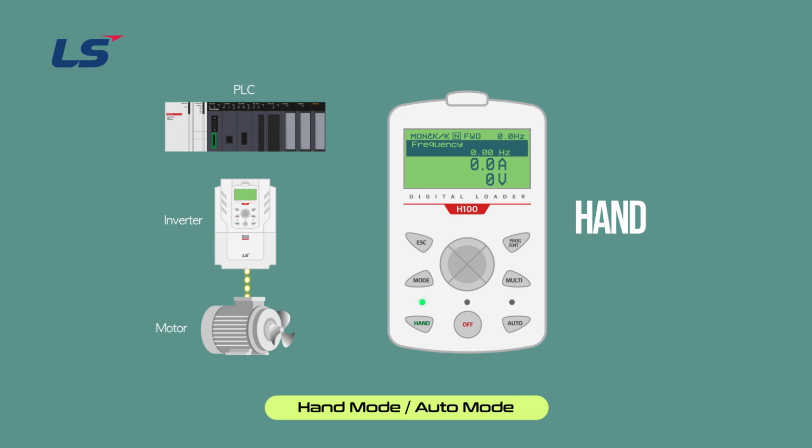The hand mode LED lights up, and the inverter starts driving. You can change the command frequency up and down using the keypad. Press the off key to stop the inverter. At this time, the off LED lights up.